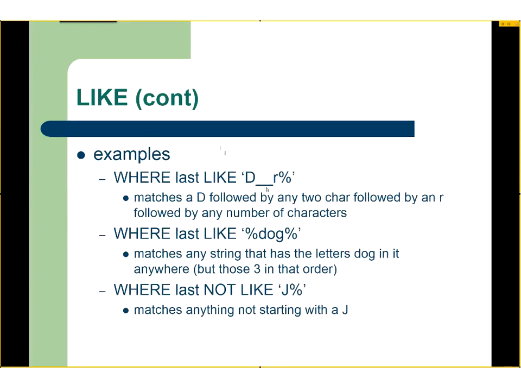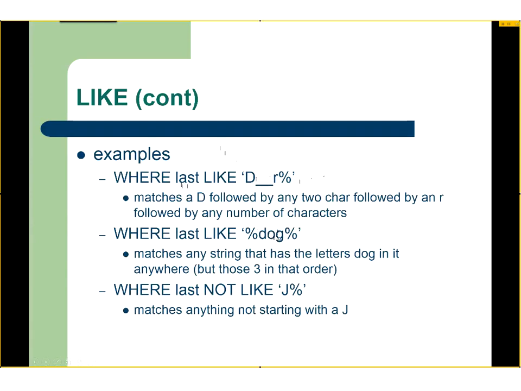So if I had something like this, and realize this is 2 underscores, but PowerPoint makes it look like 1, okay, the last name would have to start with a D, have any 2 letters, have the letter R, and then 0 or more afterwards. So the last name could be Deer, D-E-A-R, D-E-E-R, Deering, D-E-E-R-I-N-G, okay?